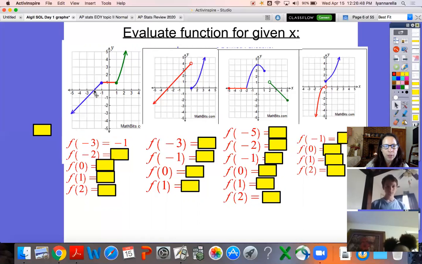So f of -2. So if I'm on the x-axis at -2, there's a point right there on the axis, so my y value is 0.